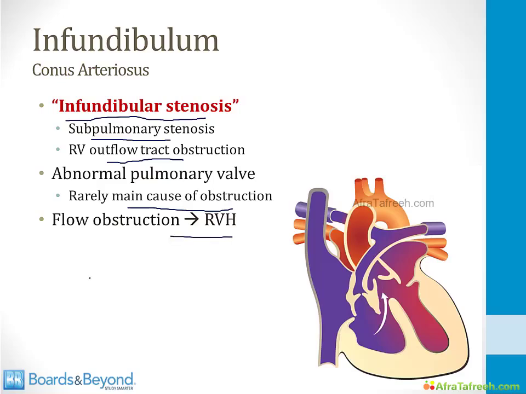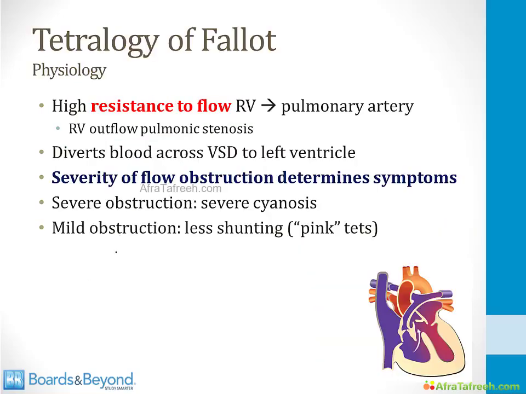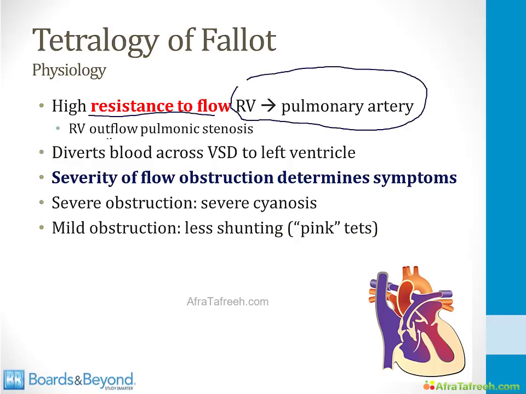the RVH. To understand the physiology of tetralogy of Fallot and why babies with this condition become cyanotic, you must appreciate that the infundibular stenosis causes a high resistance to flow from the right ventricle to the pulmonary artery. This is called RV outflow pulmonic stenosis. And because it's very difficult for blood to go from the right ventricle into the pulmonary artery due to this stenosis, blood instead will go across the VSD to the left ventricle. This means that deoxygenated blood that has not crossed through the lungs will be going through the systemic circulation, and this is what makes the baby cyanotic.